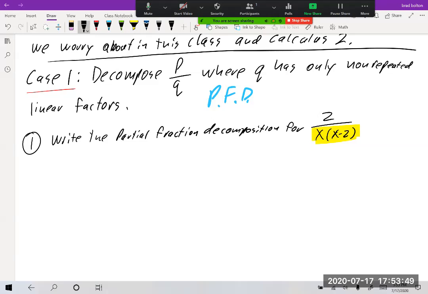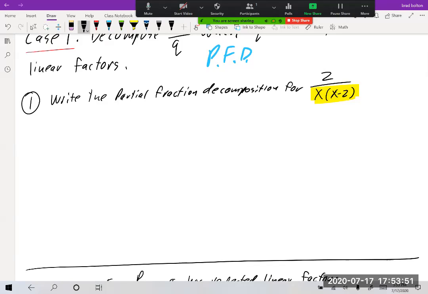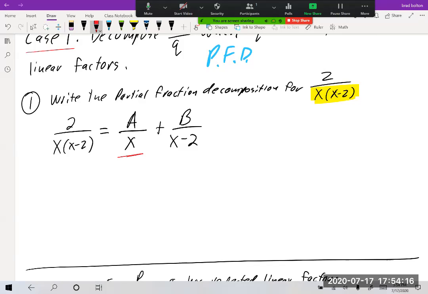So this is how you set it up. Let me write this a little bit cleaner: 2 over x times x minus 2. If it's ever not factored in the denominator, then you have to factor it. Sometimes they hand it to you pre-factored, sometimes you have to factor it yourself. And what you do is you set a constant over x, plus another constant over the other factor, x minus 2. So these are our partial fractions right here, okay? And we're trying to discover what constant we need to put in the numerators.